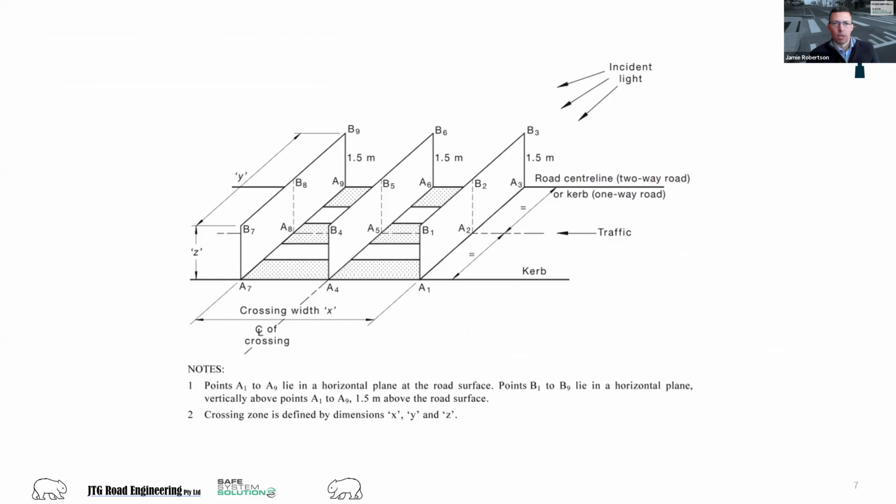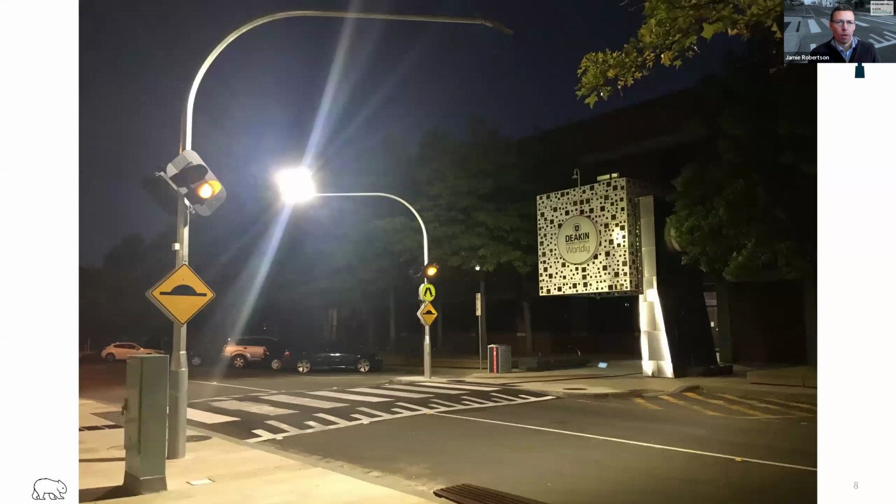This image from the same standard shows the requirements, or the measurement points, for illumination on both the horizontal and vertical planes. And you can see there are quite a number of different points, both at ground level and at a height of 1.5 meters, at which the light output is to be checked and meet certain requirements. This photo is an example of a wombat crossing with flashing lights and supplementary lighting.